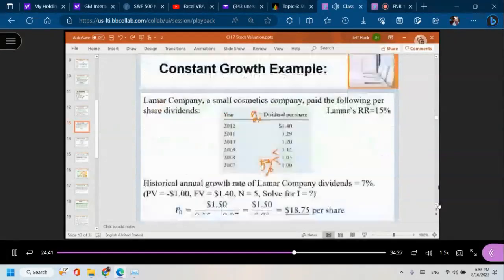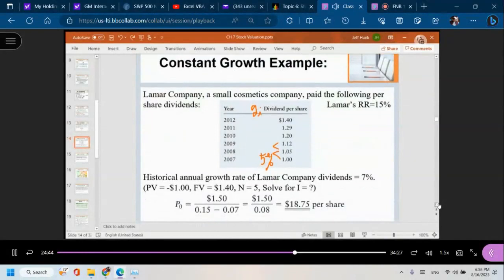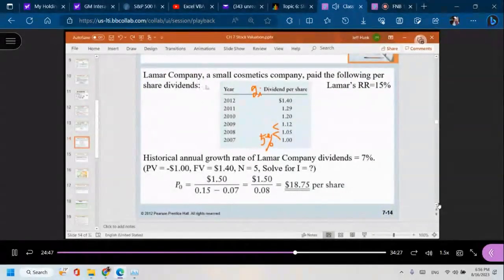Okay. Now, here's the example of the golden growth model. Lamar Company, a small cosmetics company, pays the following per share dividends. Lamar's required return is 50%. So they gave us the data, right?